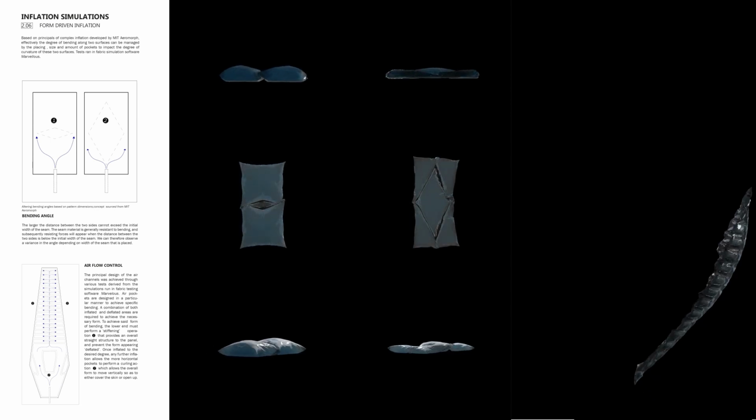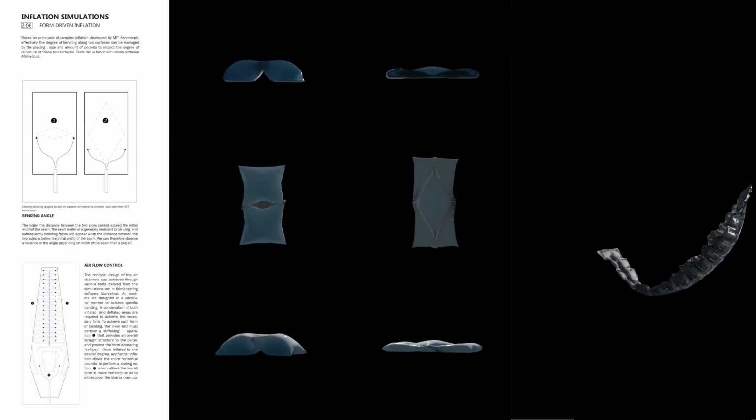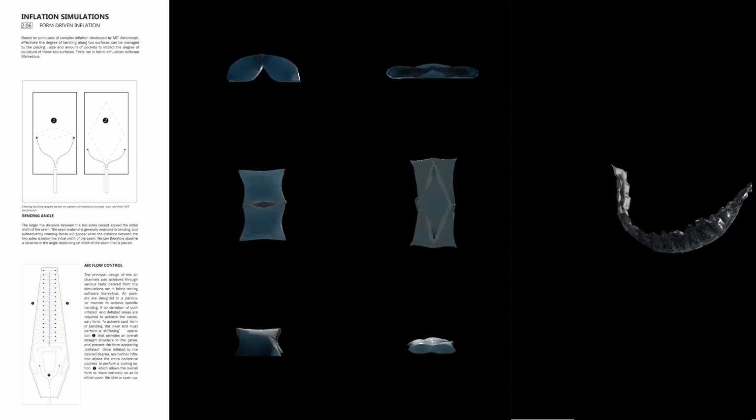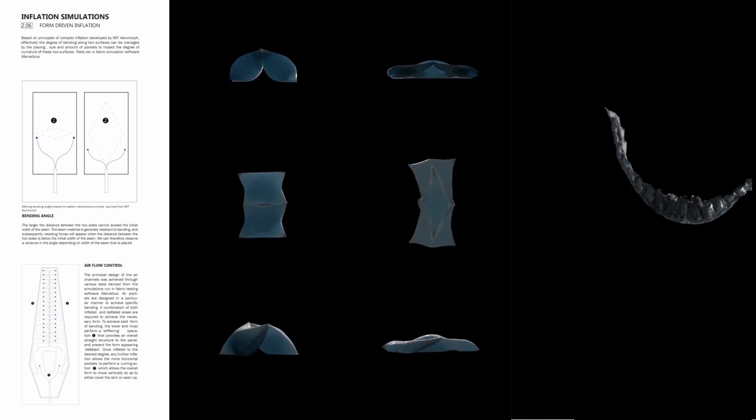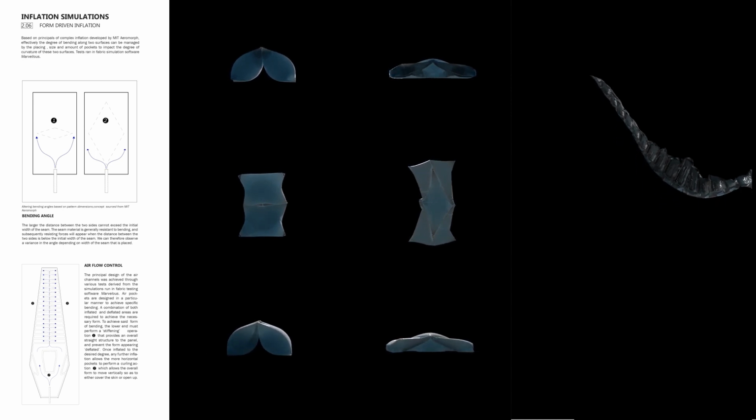To enable the particular bending motion of said panels, simulations were run in fabric testing software Marvelous. Through a series of tests, the proportion and degree of bending can be determined through the placement and angle of air pockets placed along a surface.